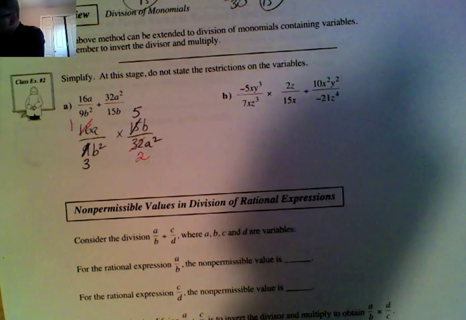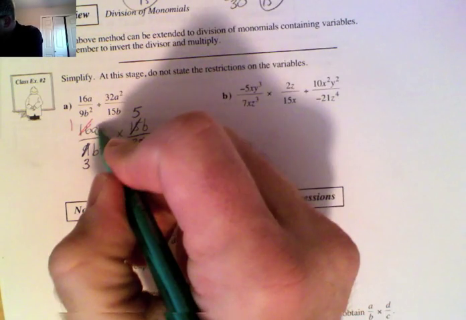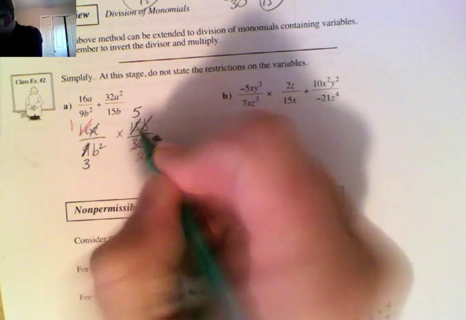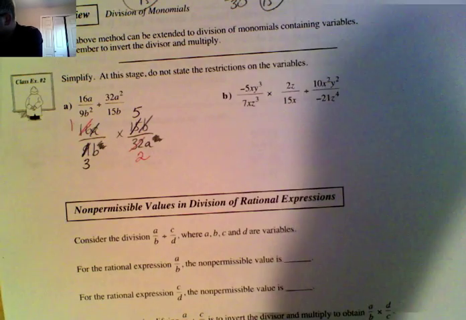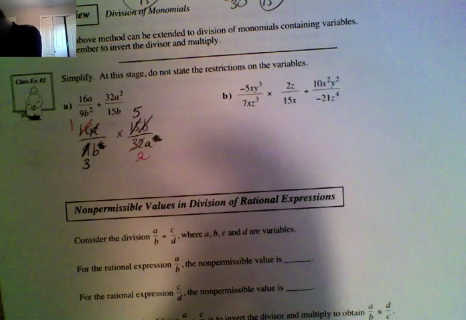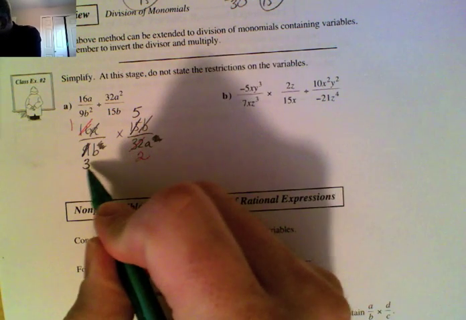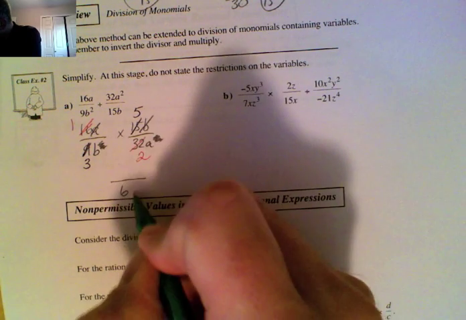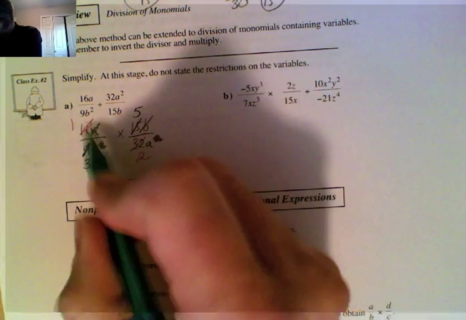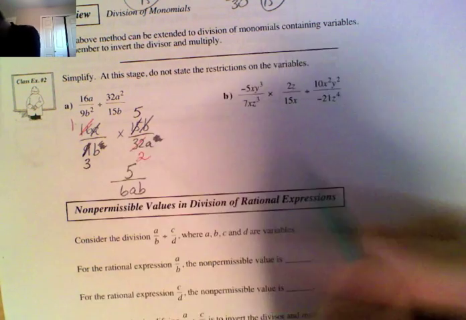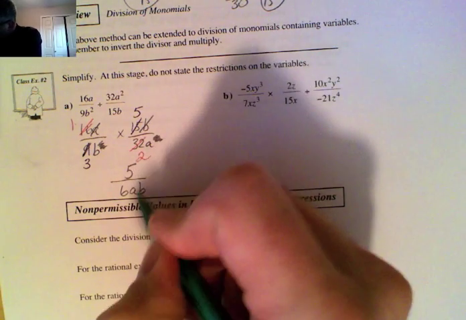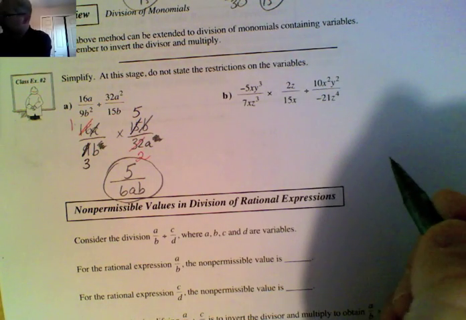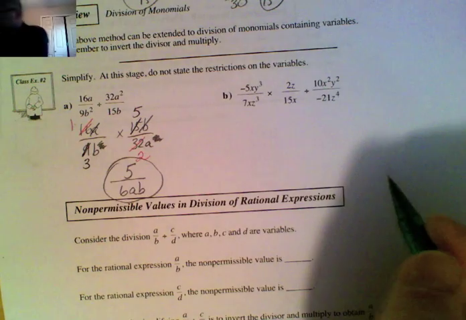We can then look at the variables. A divides into a squared, canceling one of these out, and b divides into b squared, canceling one of those out. So it looks like I have 3 times 2, which is 6, and I have an a and a b in the denominator, and 1 times 5 gives me 5. And if I look at this expression, there's nothing else I can do to simplify those things.